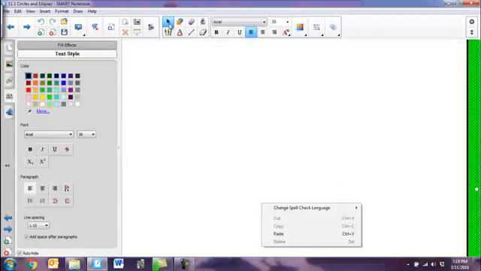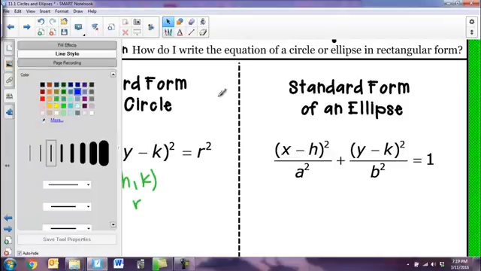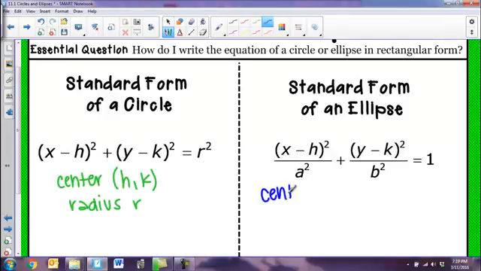Oh, hey. Okay, anyway, we still have a center at (h, k).